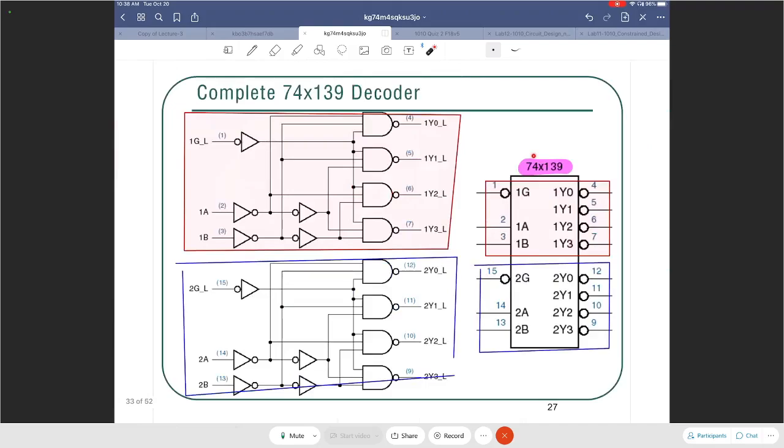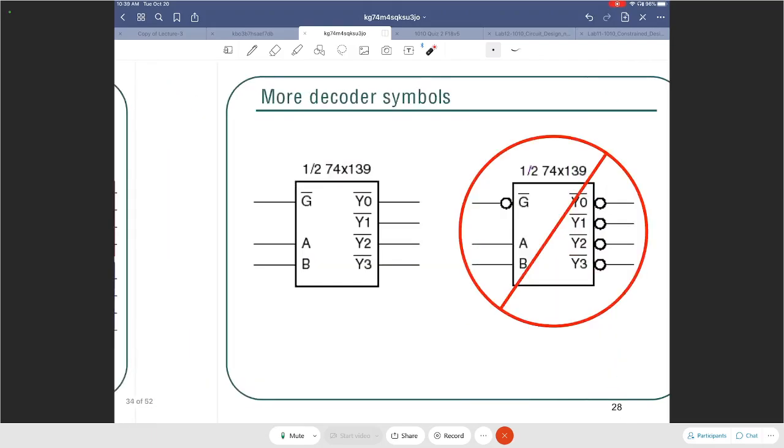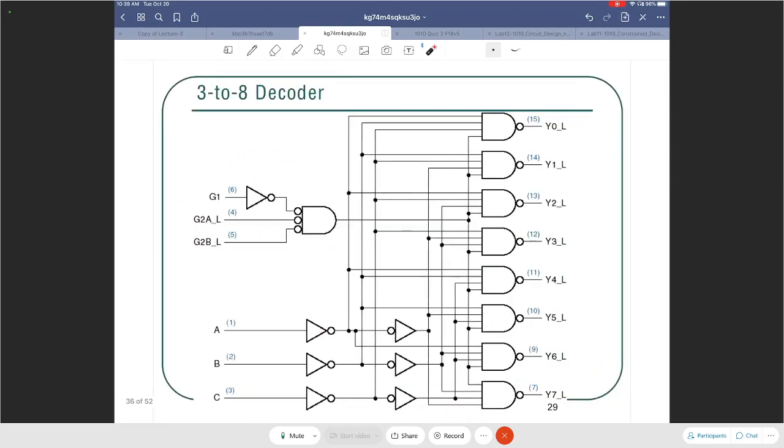So this was the complete 74X139, which had two 2 to 4 decoders with active low enables, active high inputs, active low outputs. So that's what we looked at in the previous class. Now we are going to extend that conversation to a 3 to 8 decoder. So the number of inputs are 3, the number of outputs are 8. And in this case, you have 3 enables.